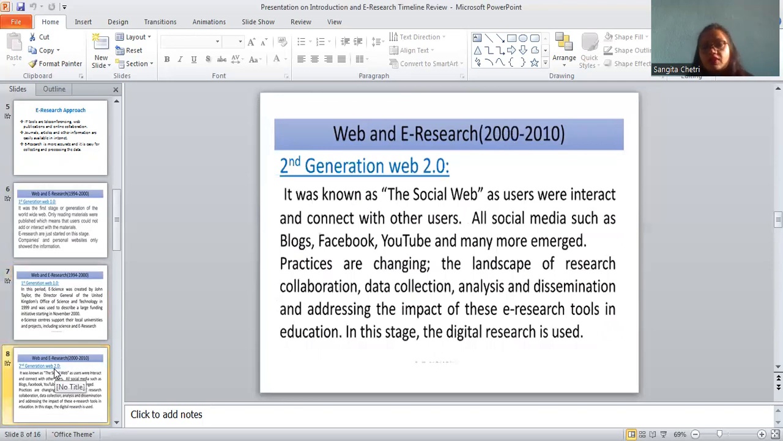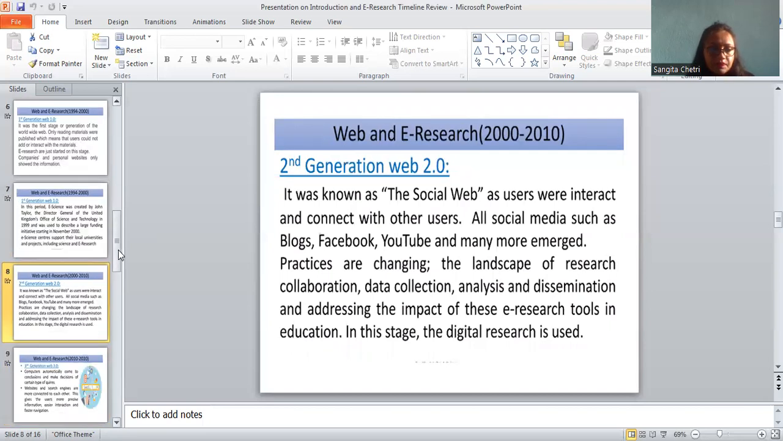Second generation, that's from 2000 to 2010. It was known as the social web as the users would interact and connect with other users. All social media such as blogs, Facebook, YouTube, and many more emerged. Practices are changing the landscape of research, collaboration, data collection, analysis, and dissemination, and addressing the impact of these e-research tools in education. In this stage, digital research is used. So digital research started from the second generation.